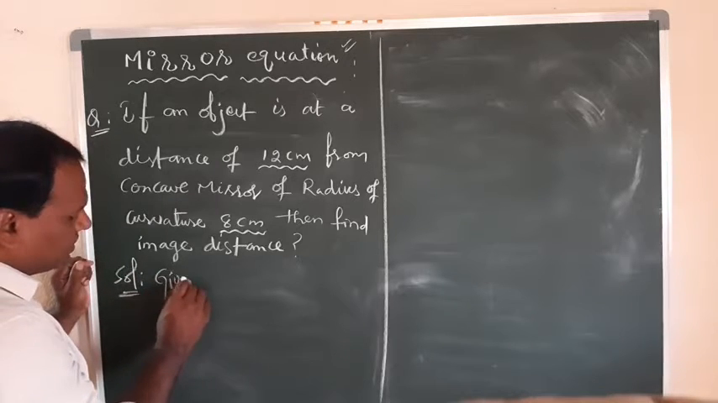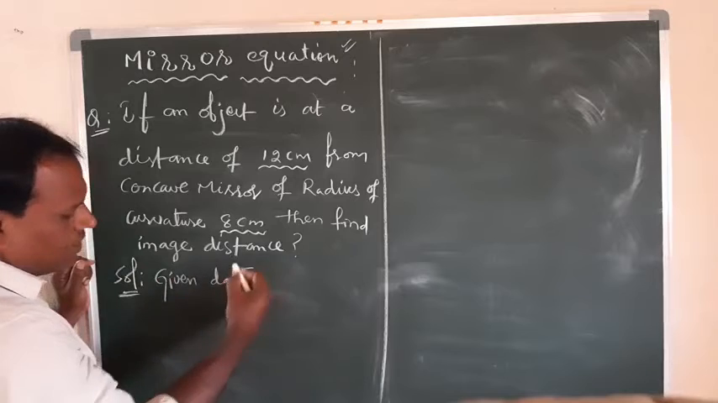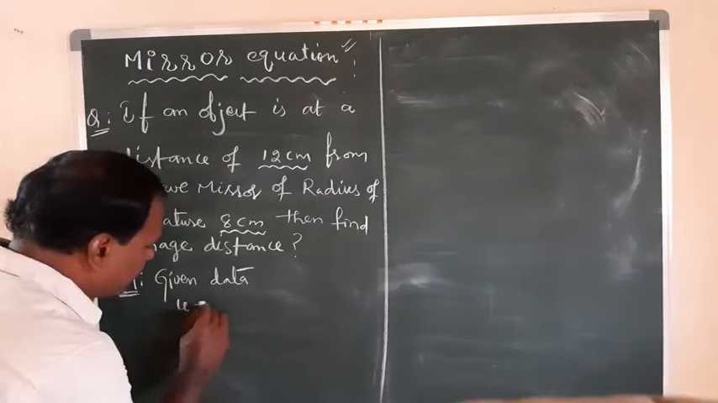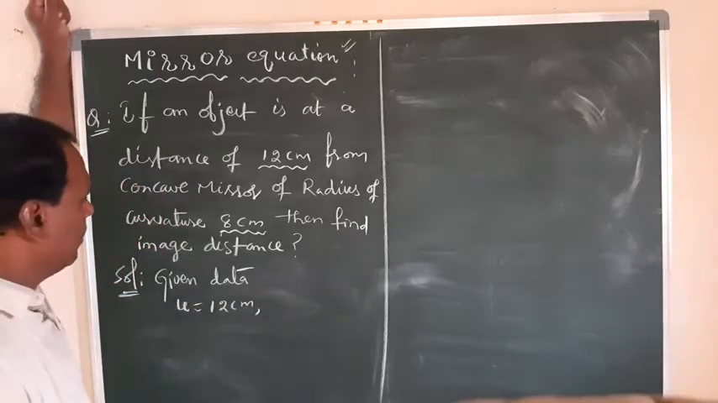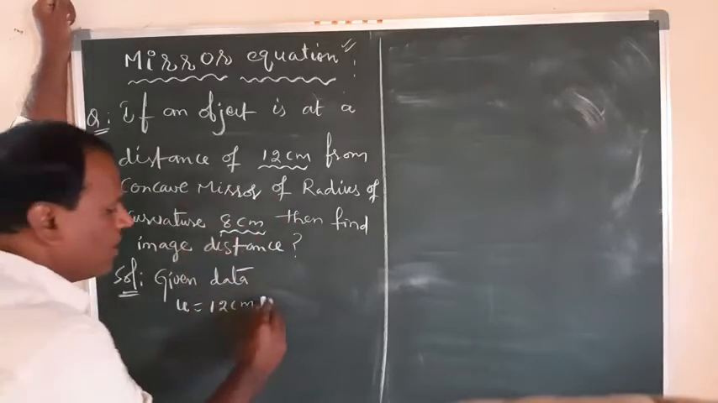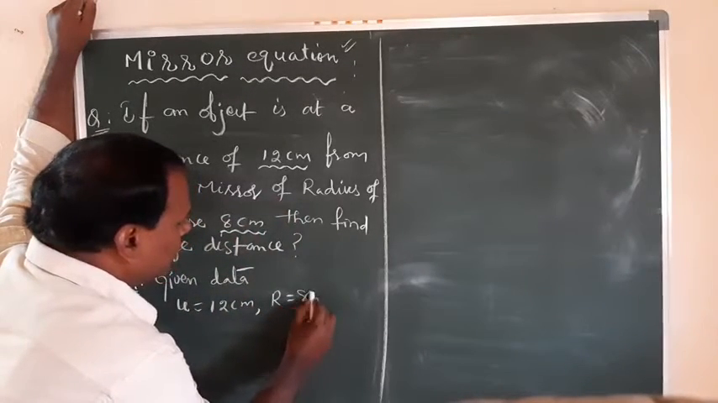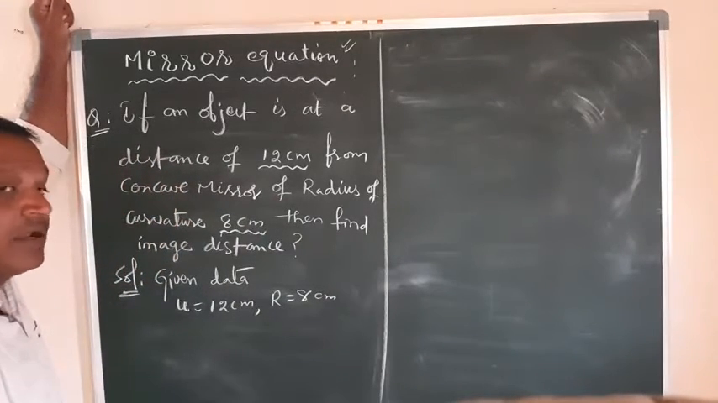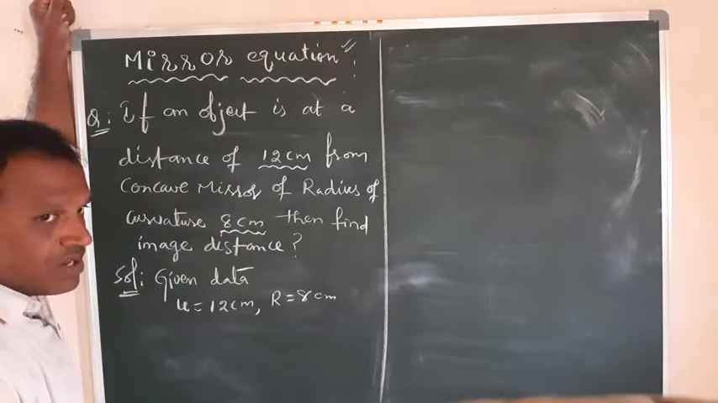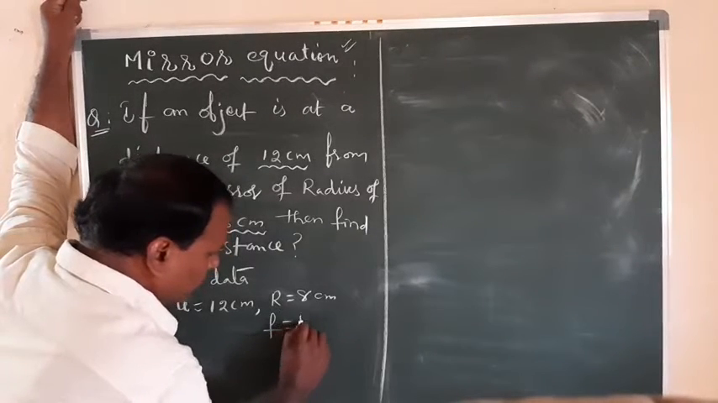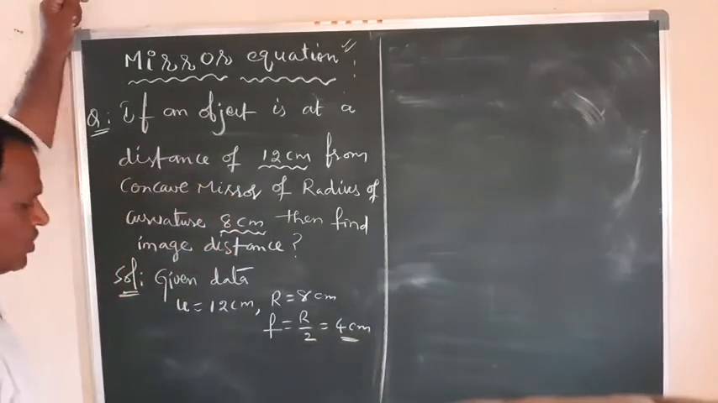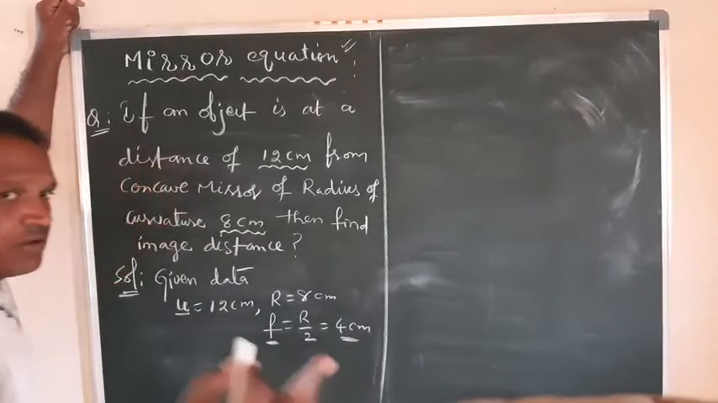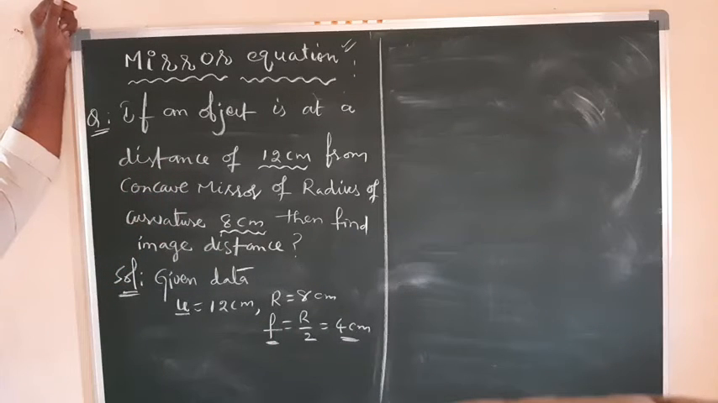First, make a note of the given data. The object distance is given, u is equal to 12 centimeters. And the radius of curvature is given, r is equal to 8 centimeters. But we have the relation between r and f, f is equal to r by 2. So I can write f is equal to r by 2, that is nothing but 4 centimeters. So you know u, you know f. You can find the image distance, which is called v, by using the mirror equation, isn't it?